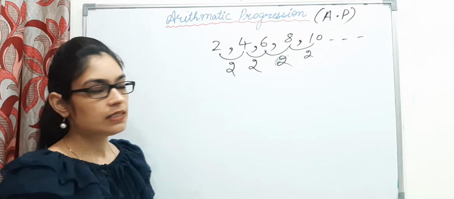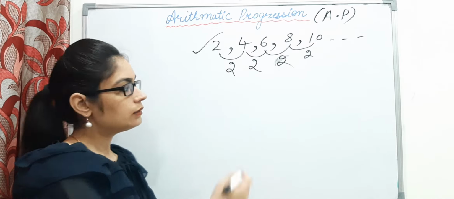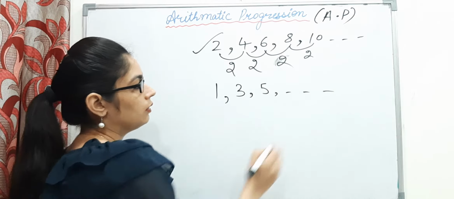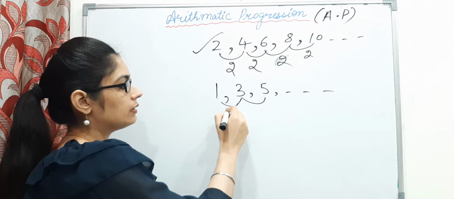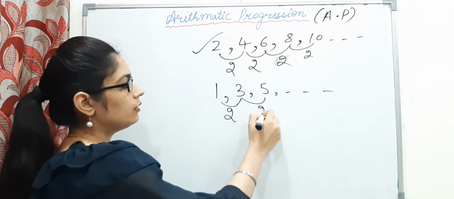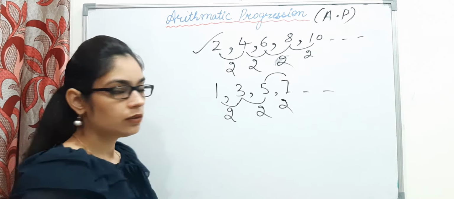Let's take another sequence. Here we have taken a sequence of even numbers. Let's take a sequence of odd numbers. If you see the difference, it is again the same: 3 minus 1 is 2, 5 minus 3 is 2, and if you take 7, 7 minus 5 is again 2.